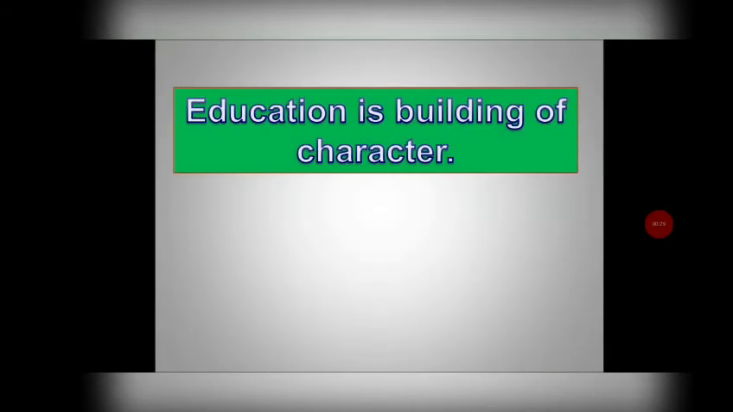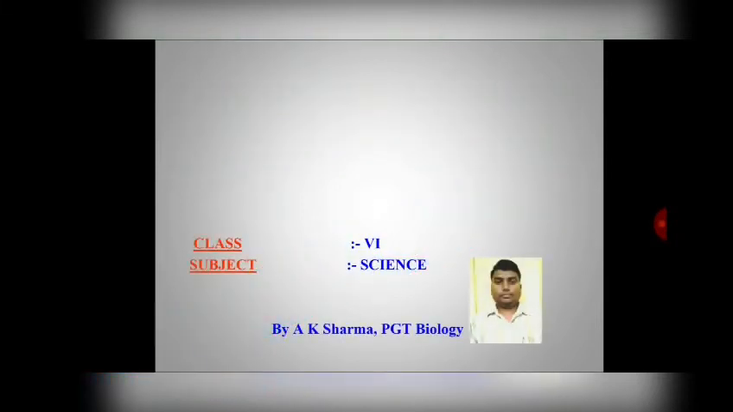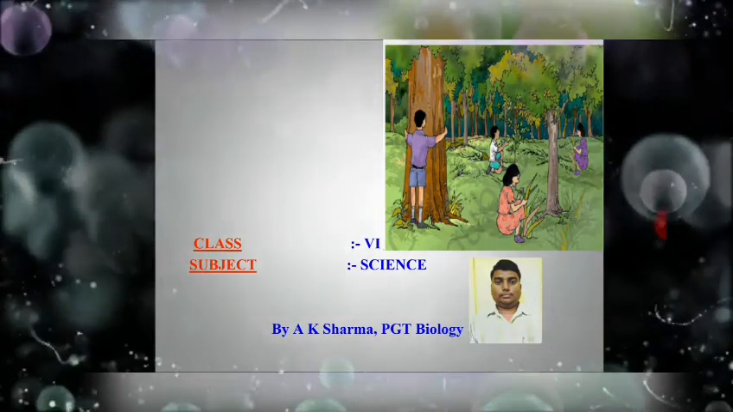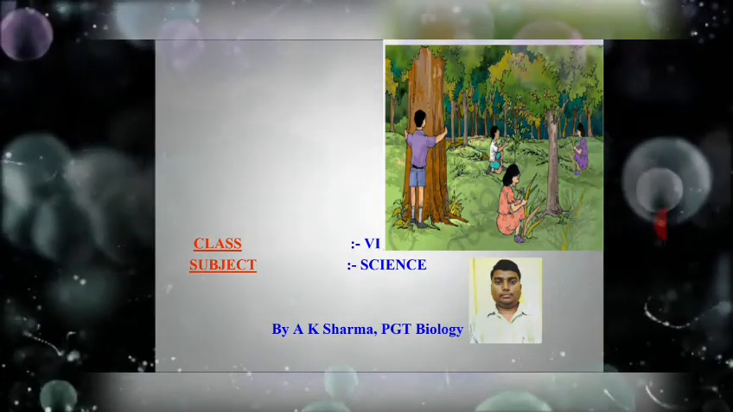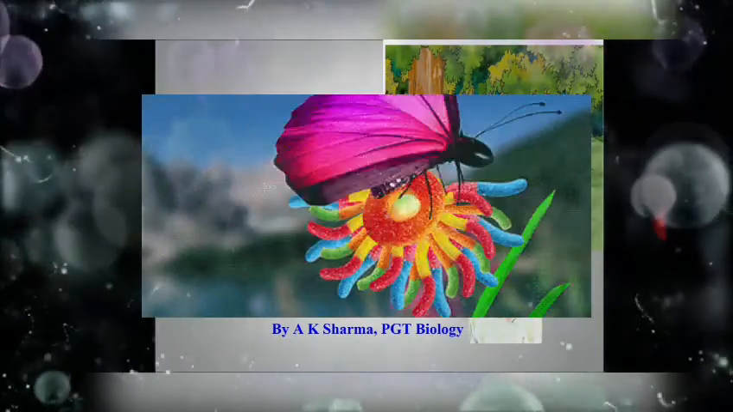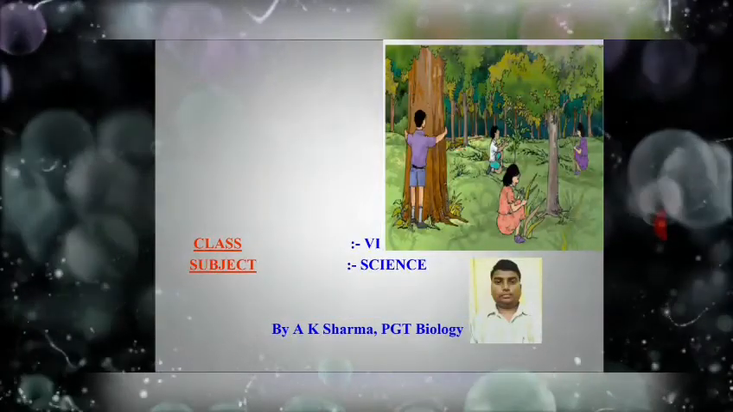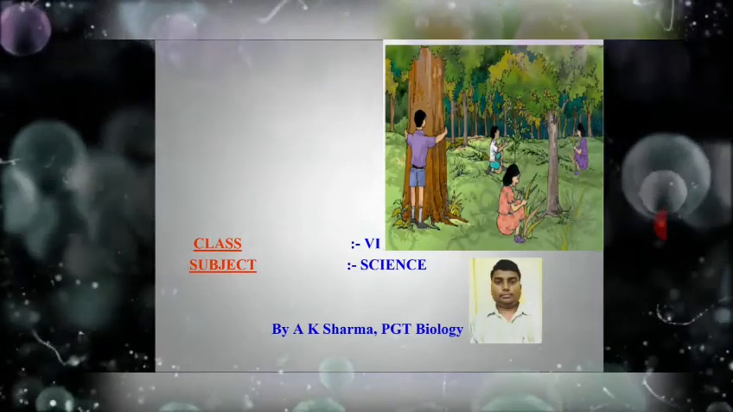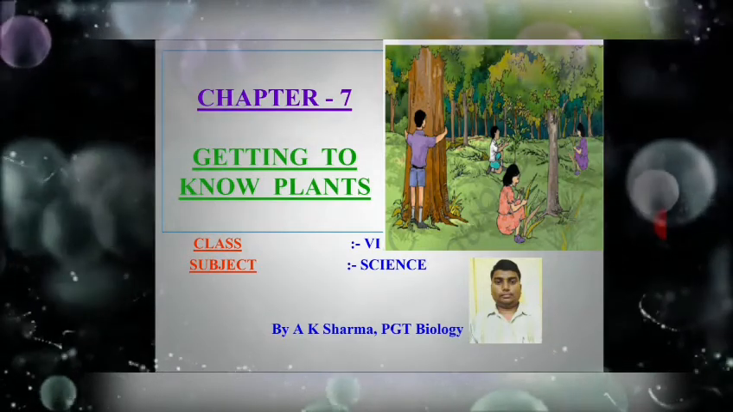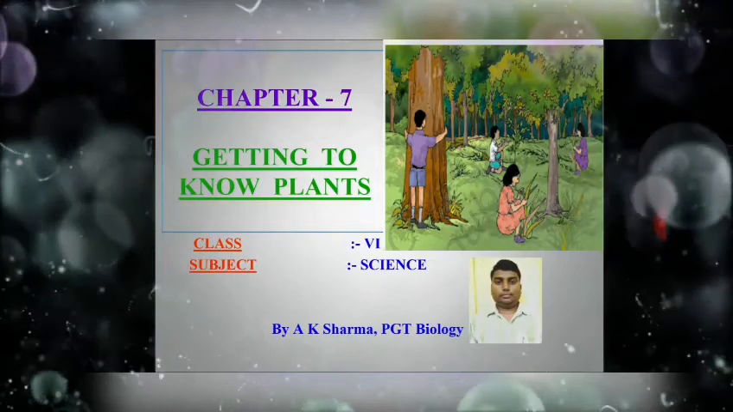If not, let's see the plants that look like this. Some plants are very tall, some plants are very short, some plants have beautiful flowers, some plants have green leaves, some plants are lying on the ground, some patches are looking green on the ground, like this. So, today we are going to learn about these plants. Our chapter is chapter 7, Getting to Know Plants.